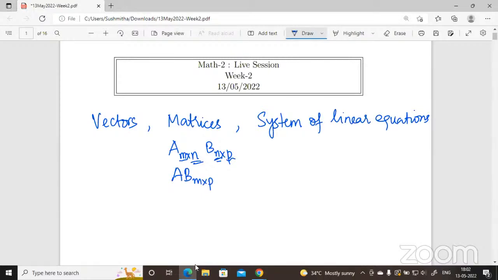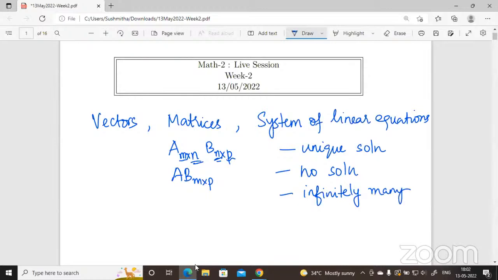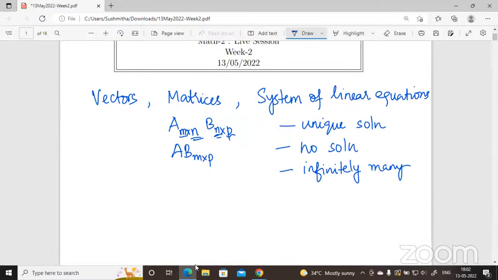The three possible cases were: the system may have a unique solution, that is, the lines all intersect at a single point. When they don't intersect, there is no solution. And when the lines overlap, there are infinitely many solutions. So we had seen that when we have a system of linear equations, there are three possible cases for the number of solutions.